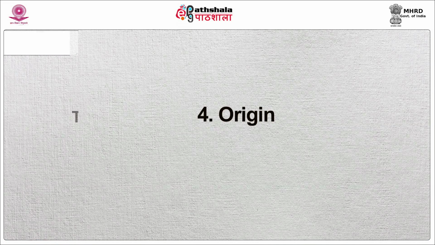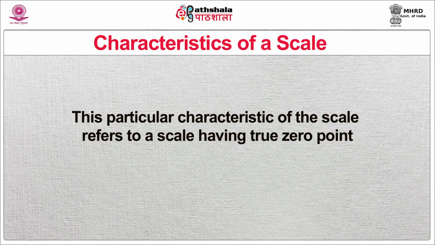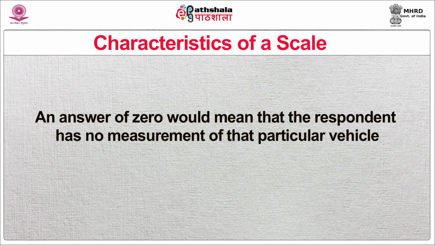Therefore, distance implies order but not vice versa. The fourth is the origin. This particular characteristic of the scale refers to a scale having a true zero point. An answer of 0 would mean that the respondent has no measurement of that particular vehicle. In social sciences, this point is referred to as neutral.